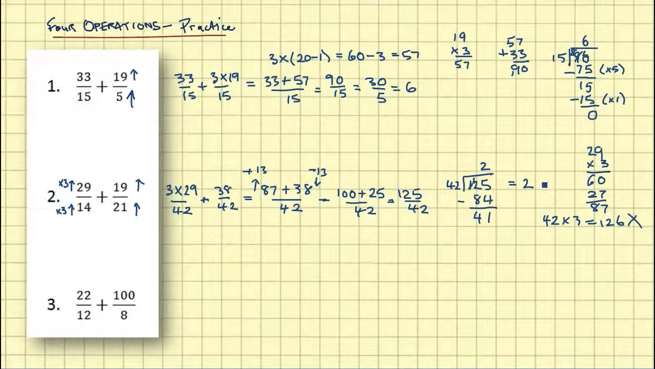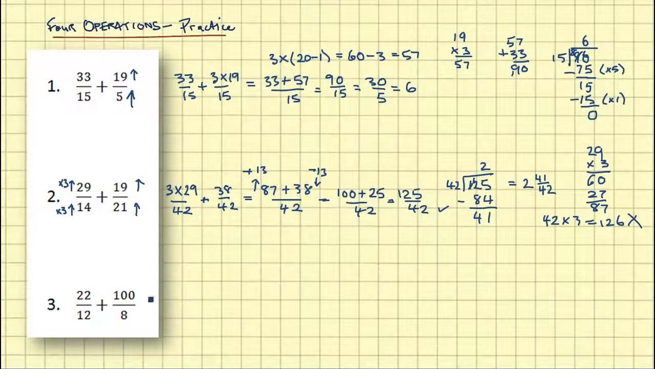In other words, what we've got is 2 and 41 divided by 42. We write it as a fraction. So we've got 2 41/42, if you like. Very awkward, and we wouldn't want to do that. We keep it as 125 divided by 42, and so that's the answer. Okay?